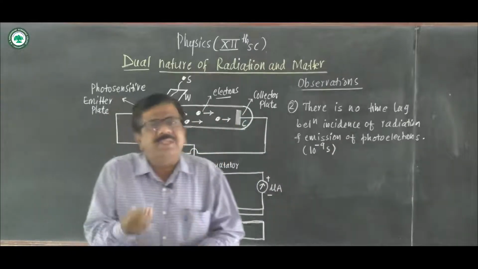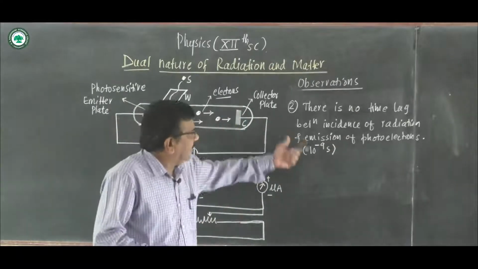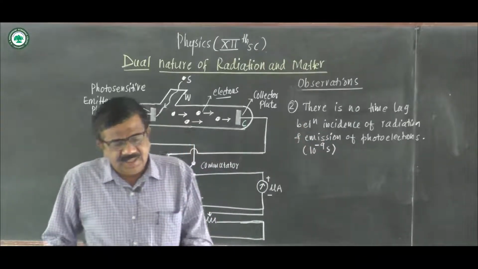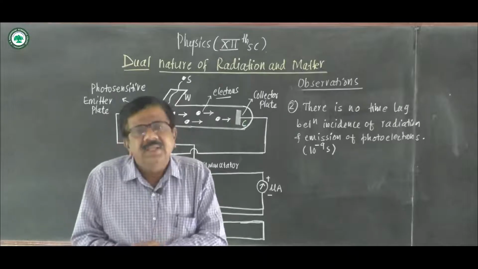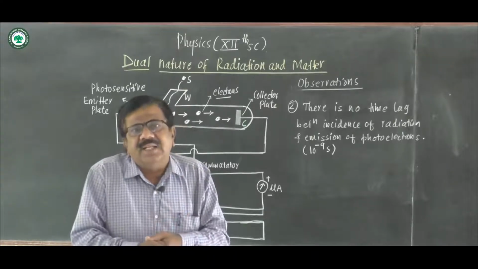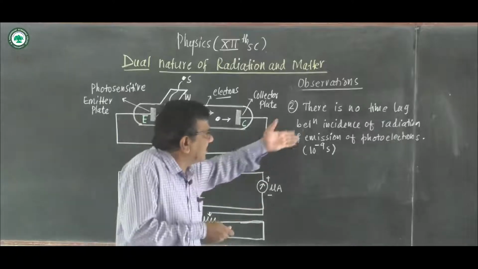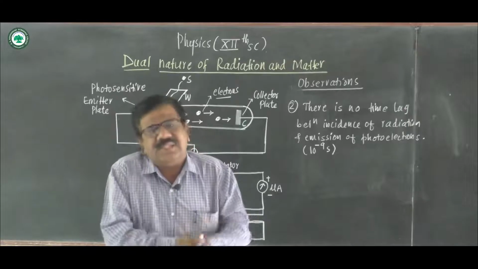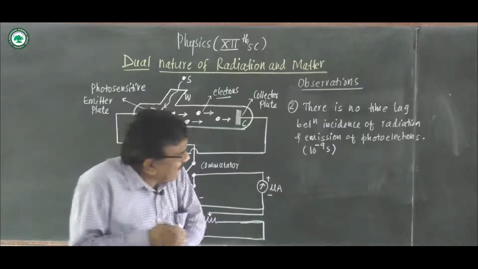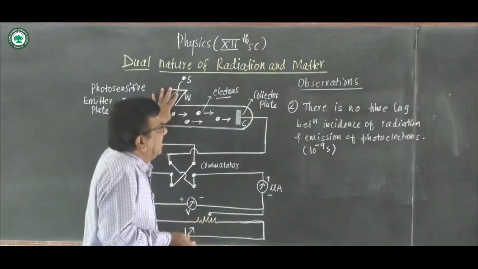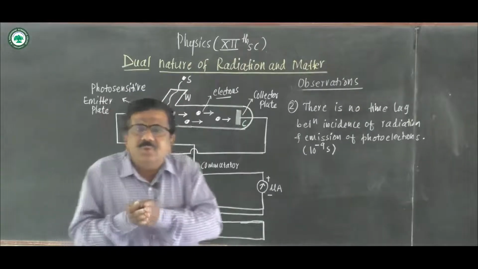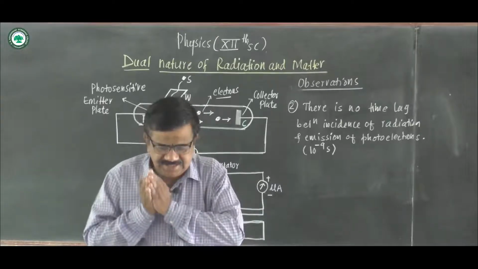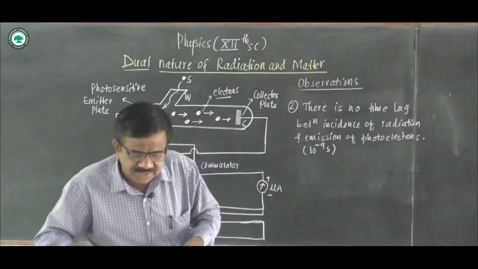We say there is no time lag between the incidence of radiation and emission of photoelectrons from the metal surface. Even if intensity is low, photoelectrons are emitted if the frequency of radiation is greater than the threshold frequency, and there is no time lag. It is an instantaneous process. As soon as radiation is stopped, photoelectric emission also stops. So this is our second observation.